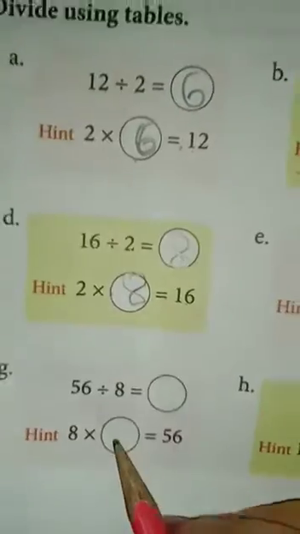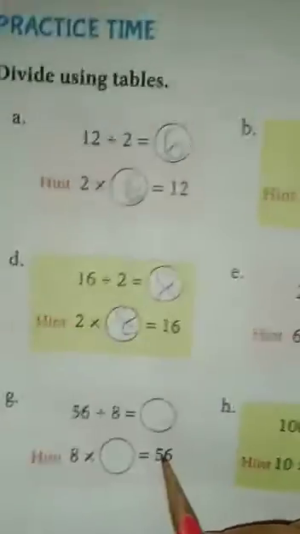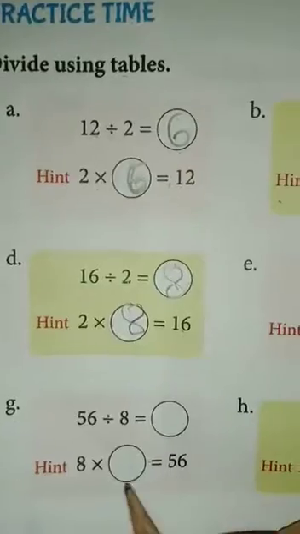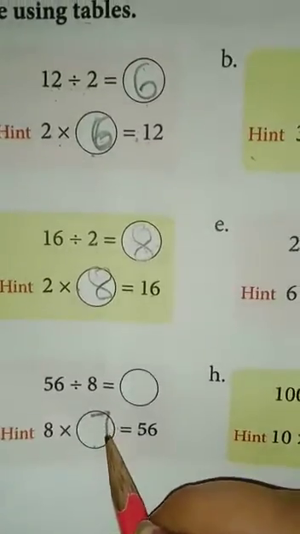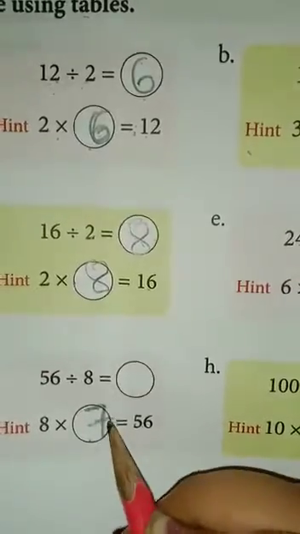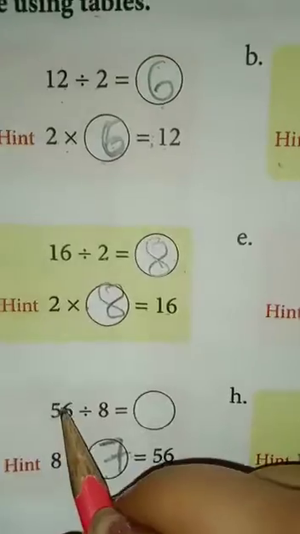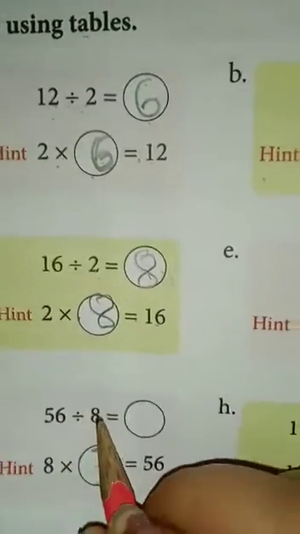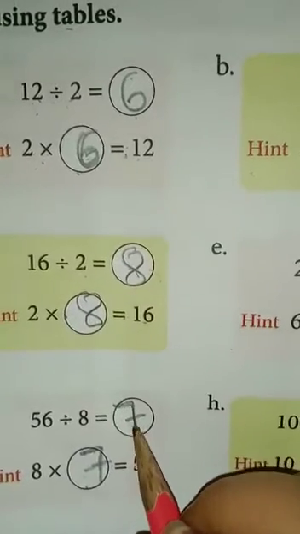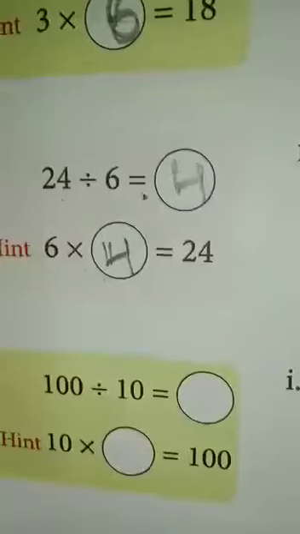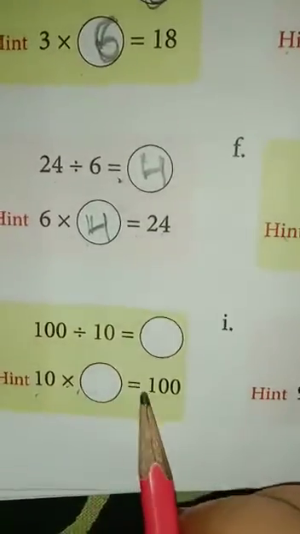Next example is 8 into blank is equal to 56. We already know the 8 table. 8 sevens are 56. So students, 56 divided by 8 is equal to 7. Next, the hint: 10 into blank is equal to 100.